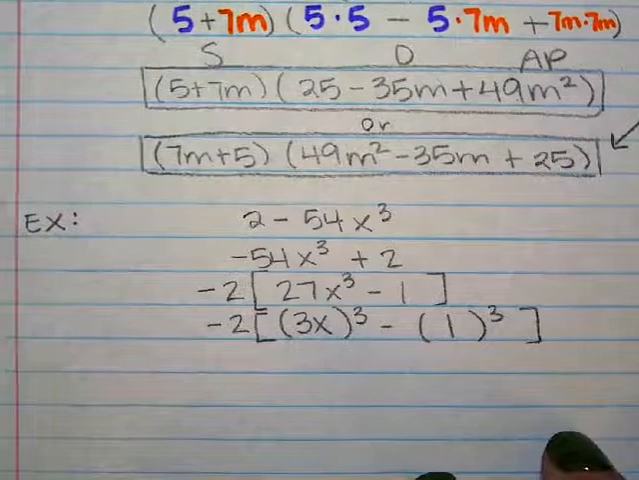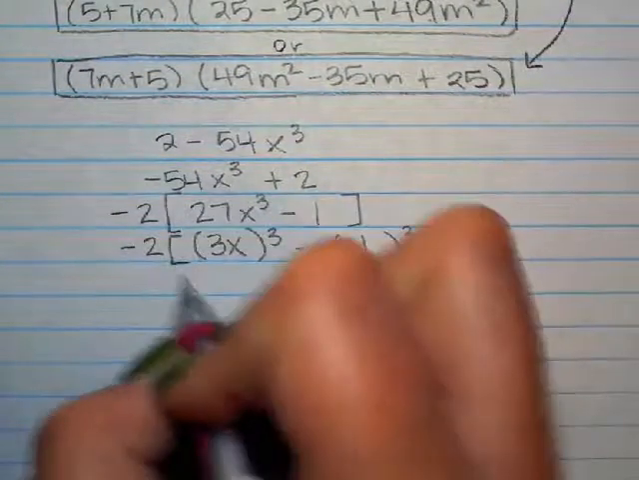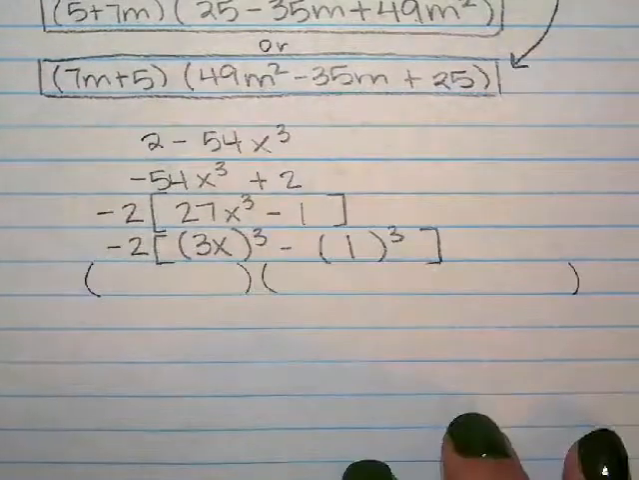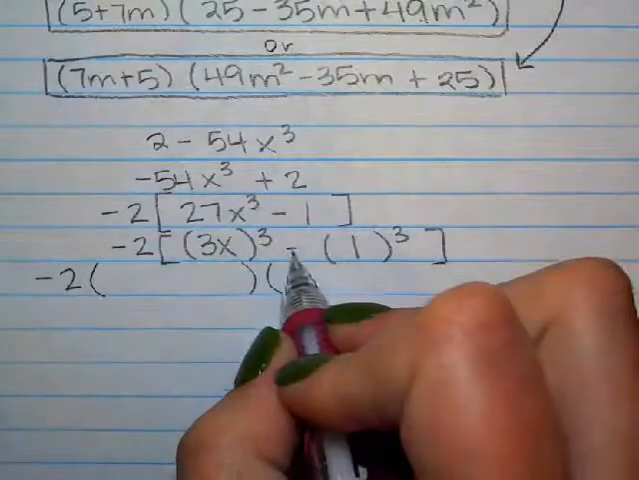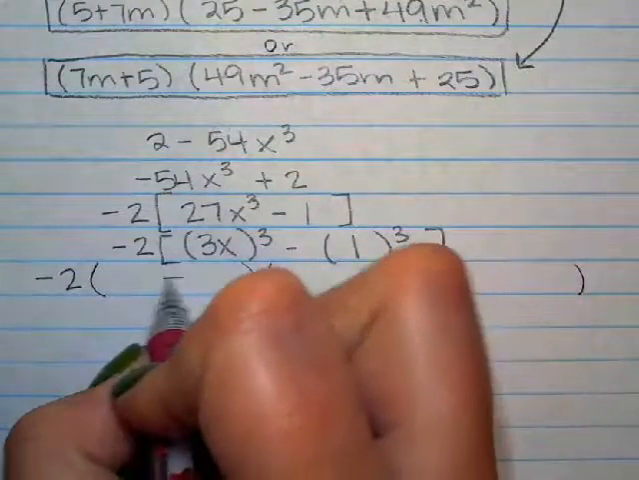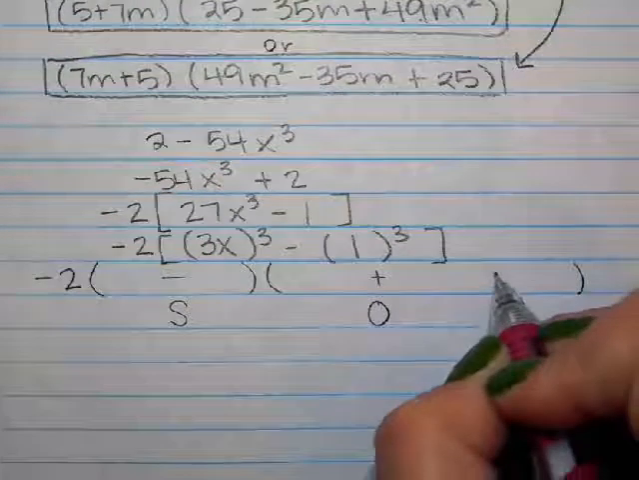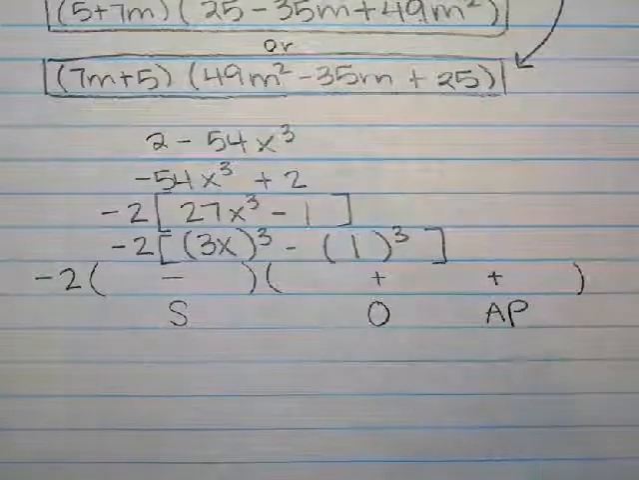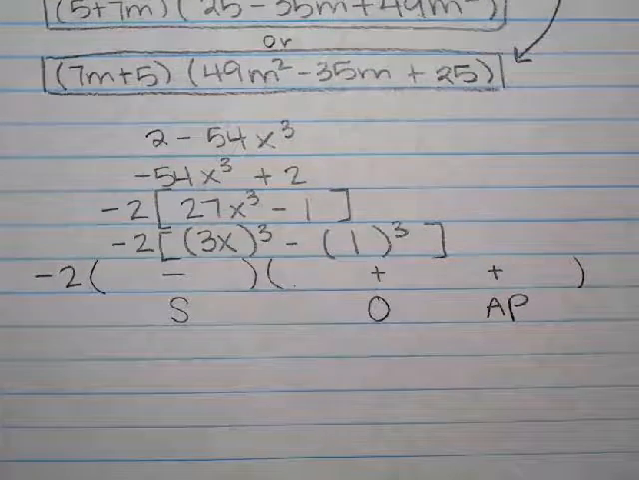And so I can write this as my little parenthesis and my bigger parenthesis. And I'm going to make sure to keep that GCF of negative 2 in the front. And then I've got a minus in the middle, so I'm going to do the same sign, the opposite sign, and then the always positive at the end. So there's SOAP. And now I can go through and I can do the colors.